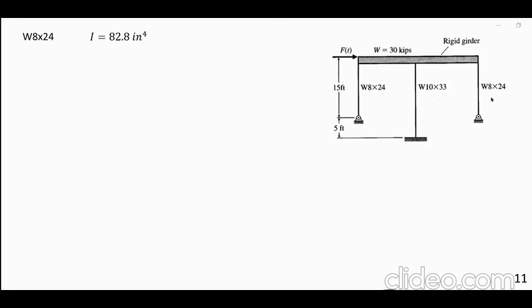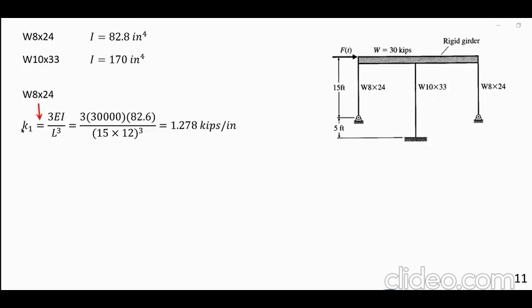These two are W8 by 24. We have the I from that formula that I put in the slide, or from the table that you may have in your book. And the W10 by 33 is right there. This is the middle one. These two on the two sides are pinned ends, and the stiffness of each one of them is 3EI over L cubed. You plug in all that stuff there, you get this.